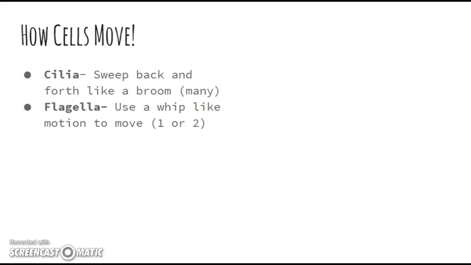Lastly, cells have to move. So cilia sweep back and forth like a broom, and there's going to be a lot of them. And flagella, you might have one or two, are going to be using in a whip-like motion. Okay, make sure you've got great notes, great pictures, and we're going to talk about this in class.